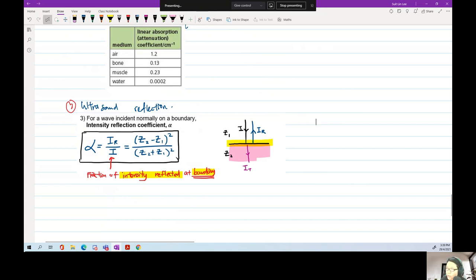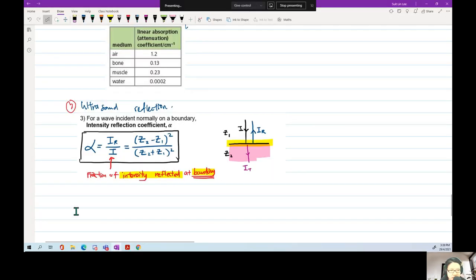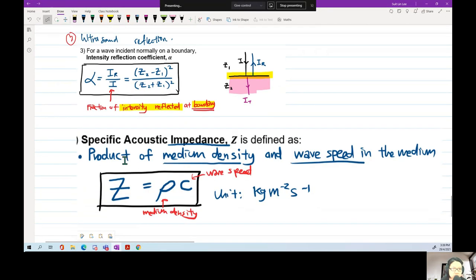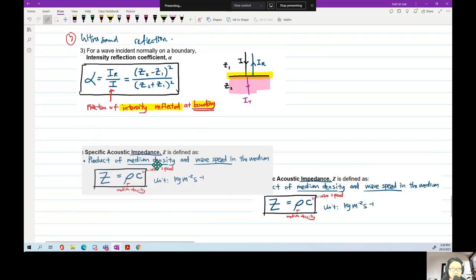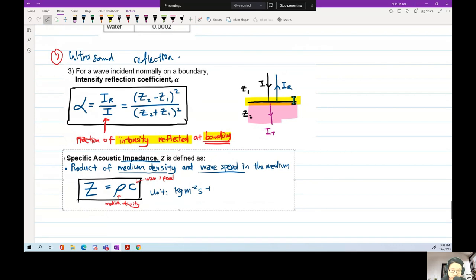So it is the difference between Z values. If you want to know what Z value is, you should be able to define that Z is the specific acoustic impedance, which is just now the list of tables I showed you in the diagram.